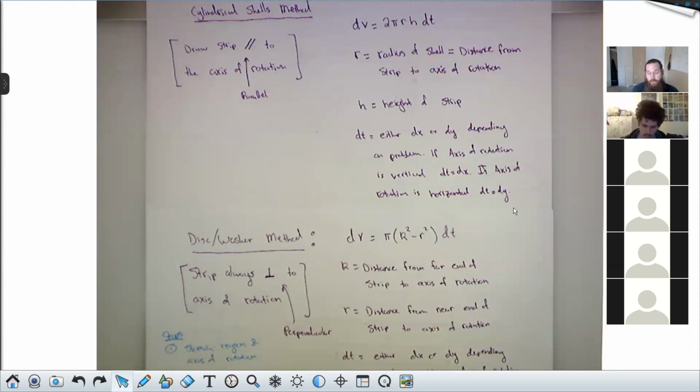But almost all of these problems can be done both ways. So I encourage you to explore either one. There is no right or wrong answer to that. You can do whichever method you feel more comfortable with, unless the problem says to use a particular method.